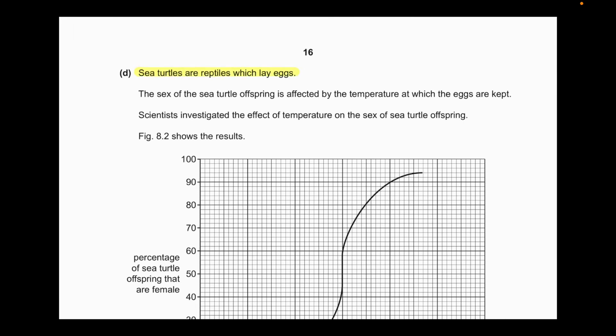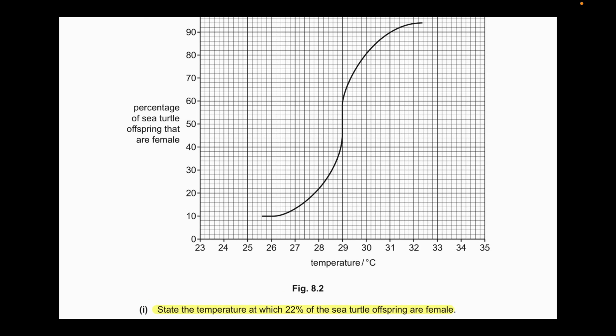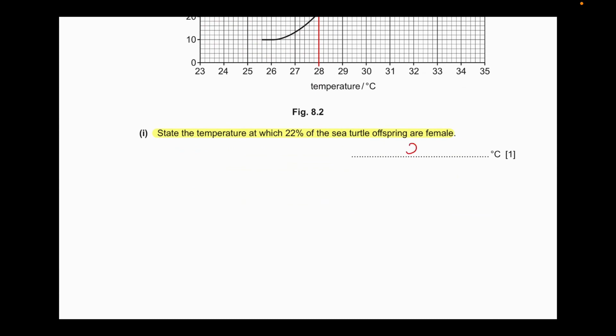Sea turtles are reptiles which lay eggs. The sex of the sea turtle offspring is affected by the temperature at which the eggs are kept. Scientists investigated the effect of temperature on the sex of sea turtle offspring. Figure 8.2 shows the result. State the temperature at which 22% of the sea turtle offspring are female. So 22% are female. As you can see, 22 is here. So if we just draw it, that is 28 degrees Celsius. So the answer will be 28 degrees Celsius.